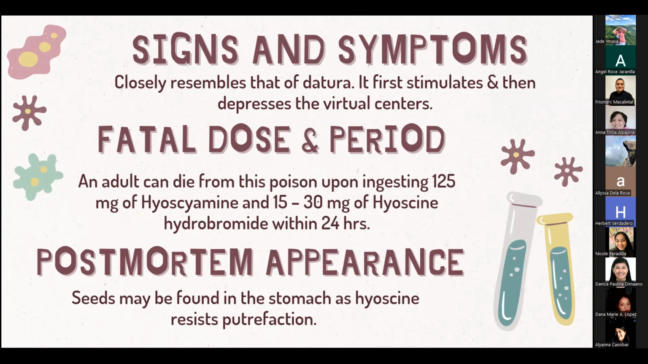For the fatal dose and period, an adult can die from this poison upon ingesting 125 milligrams of hyoscyamine. And when a person has ingested hyoscine hydrobromide, it usually takes around 15 to 30 milligrams, and a person can die within 24 hours. So for the postmortem appearance, just like digitalis purpurea, the seeds may also be found in the stomach, and hyoscyamine resists putrefaction.